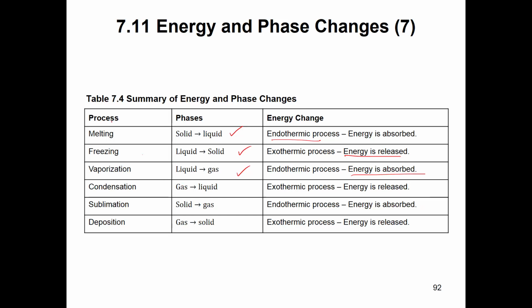Condensation, notice these are in pairs, right? So if you learn one, you learn them both. Condensation is gas to liquid, the reverse of that process, so you have to release energy. And then sublimation goes straight from a solid to a gas, which is endothermic. You have to give it a lot of energy. If you deposit it back in deposition, the gas goes to a solid, and then energy must be released in order to facilitate that.